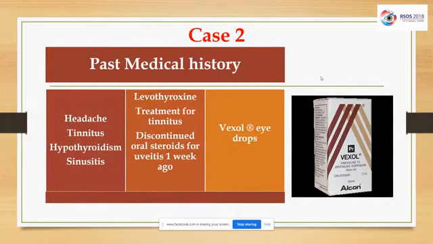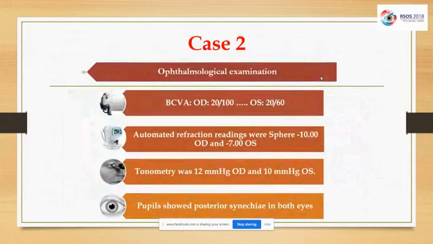The past medical history includes headache, tinnitus, hypothyroidism, and sinusitis. The patient is on levothyroxine for her hypothyroidism, and she was treated for tinnitus, and she discontinued oral steroids for uveitis 1 week ago. And now she's using topical steroids. The examination revealed that the visual acuity was 100 in the right and 60 in the left, and the myopia was revealed by the automated refraction, and the pressure was normal in both eyes.